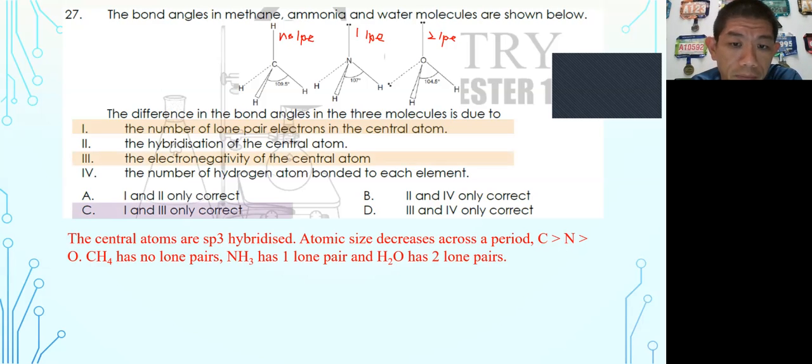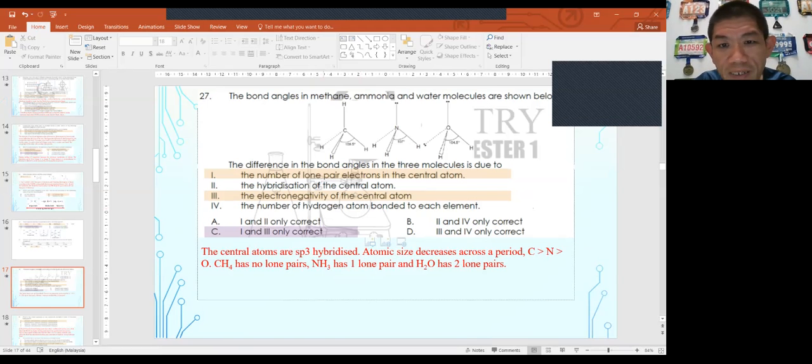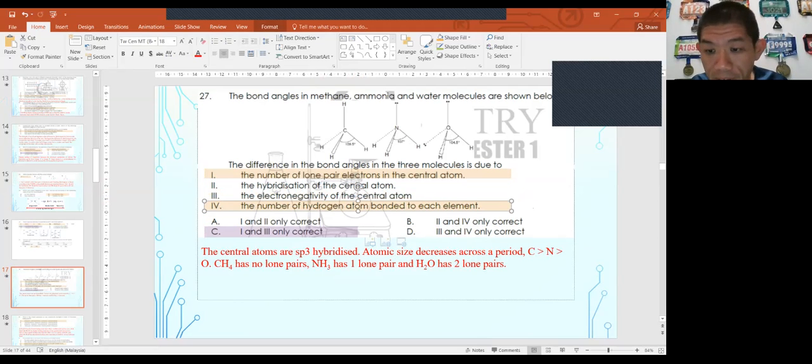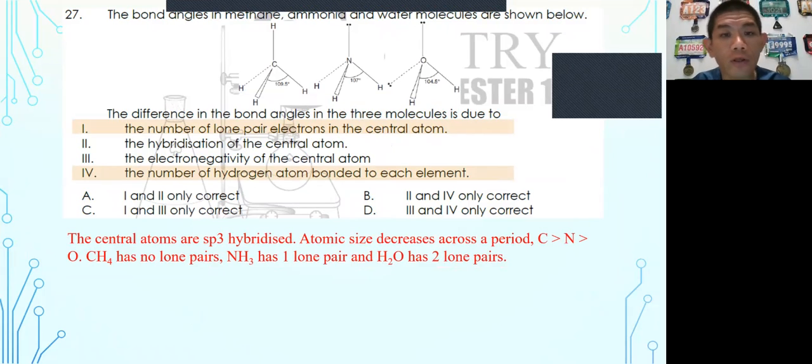Think about it. Okay, so in here, I'm going to say that there's no answer in here. The electronegativity of the central atom does not really influence the bonding angle. In this case, it's not because of the electronegativity. I would say that it's the number of the hydrogen atoms. So the best answer in here is 1 and 4. So I'm so sorry, there is no answer in here.